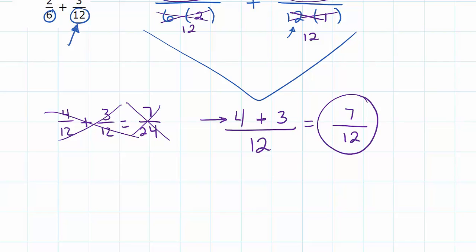And that's completely reduced because nothing can divide into both 7 and 12. If we wanted to try it, we could extend this line again and ask, okay, what can divide into both 7 and 12? Well, there's nothing. So we don't have to worry about that.